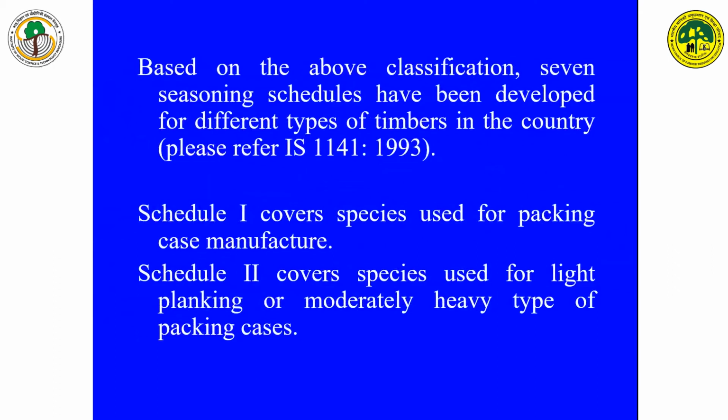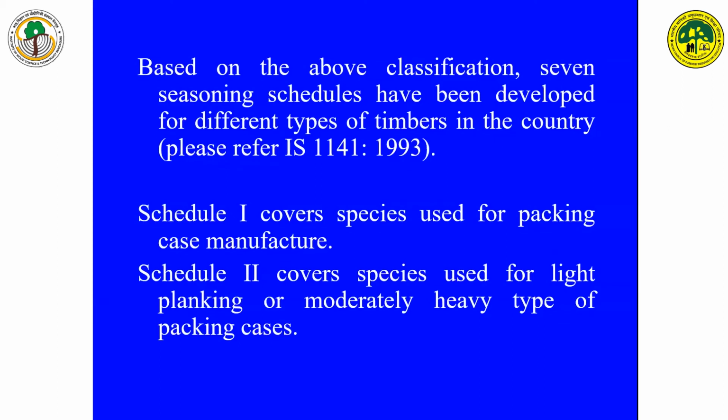Schedule 1 covers species used for packing case manufacture. Schedule 2 covers species used for light planking or moderately heavy type of packing cases. What I request is that you might be having the training material in front of you. Please open my portion. In that material, you will find details of these schedules. I have given all tables, and in the end, I have given a very good table wherein under schedule 1, which wood can be seasoned, under schedule 2, which wood, under schedule 3, which wood.